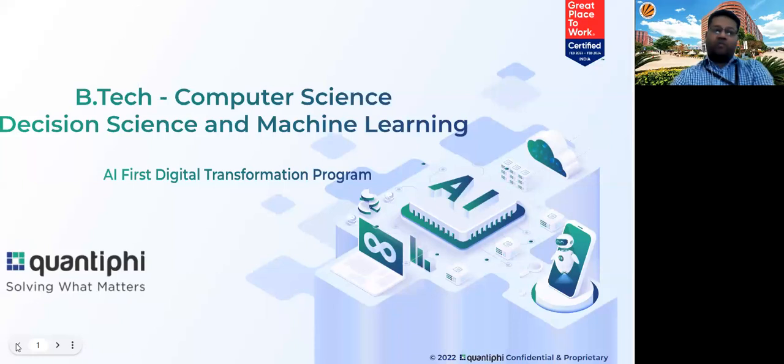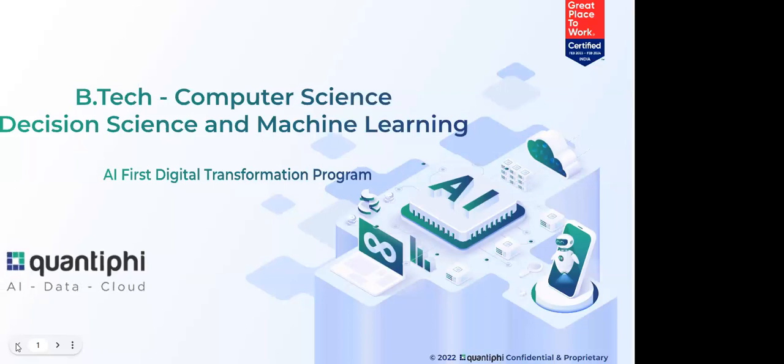Now, we will move to Mr. Prakash Gupta, sir, from Quantifi team for more insights of this collaboration and about the program. Over to Prakash, sir. Thank you, sir. I hope I'm audible. Yes, sir.